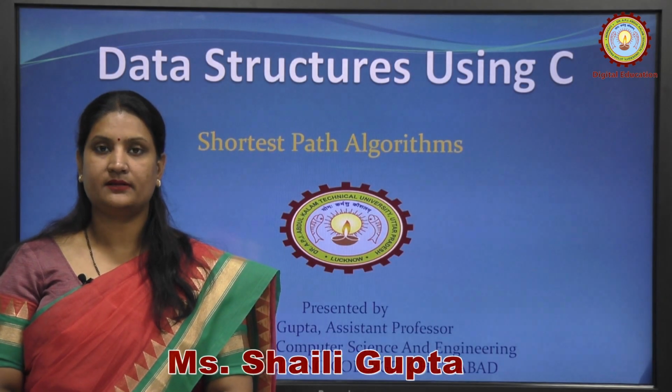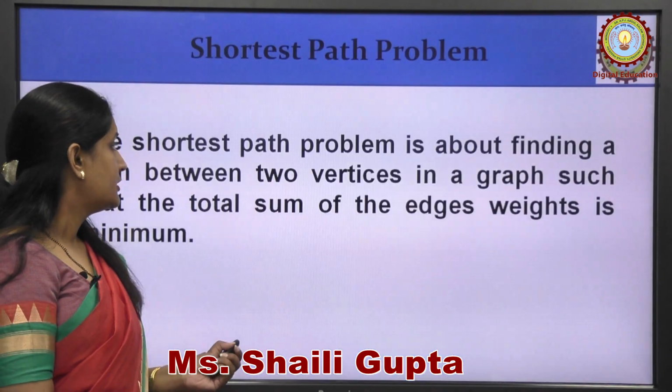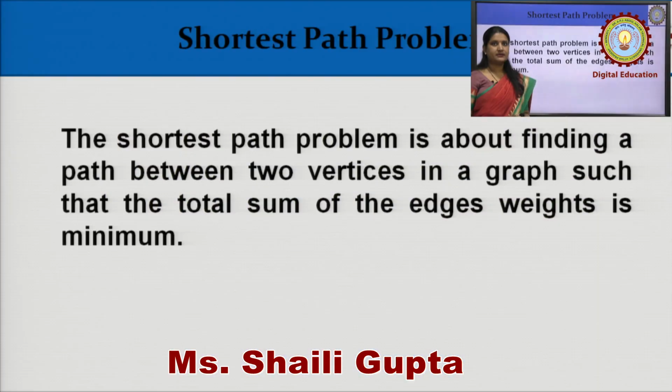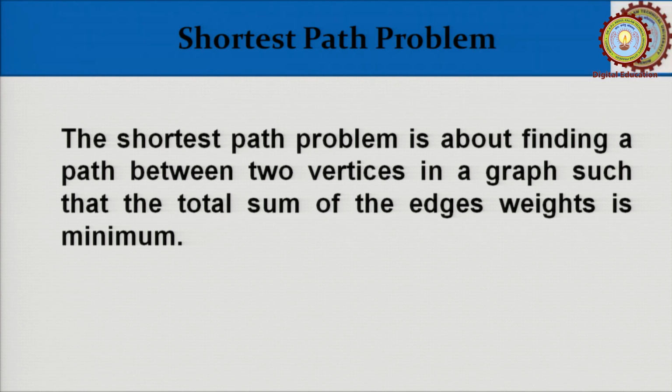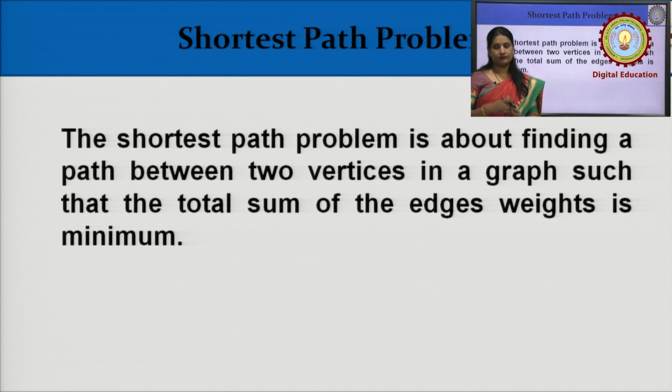The topic is the shortest path algorithm. The shortest path problem is about finding the path between two vertices in a graph such that the total sum of the edges is minimum. There are two types of algorithm for solving the shortest path problem. First is the single source shortest path problem and second is the all pair shortest path problem.